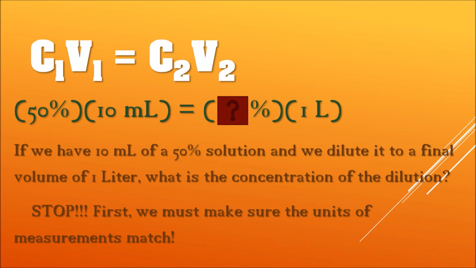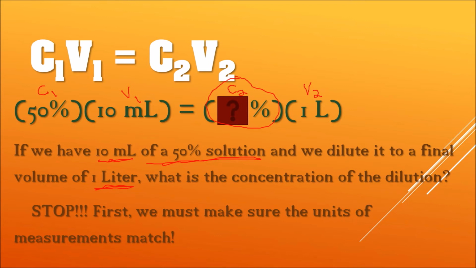Here's another one. If we have 10 milliliters of a 50% solution, so this is the same stock, and we dilute it to a final volume of 1 liter, what is the concentration of that dilution? So here would be C2 right here. Here's the concentration. Here's V2, here's V1, and here's C1. So we need to find out what C2 is.